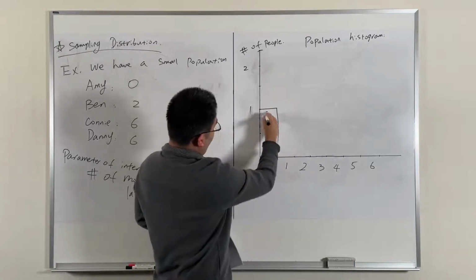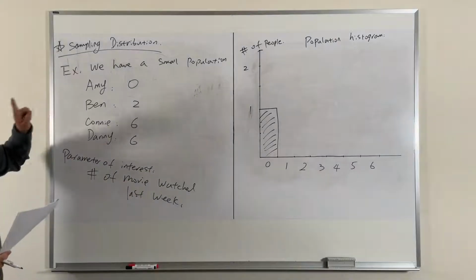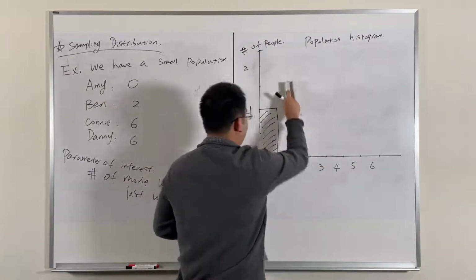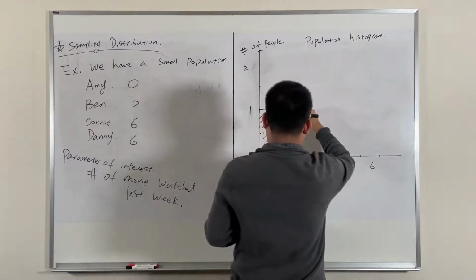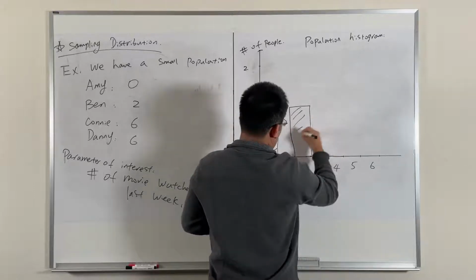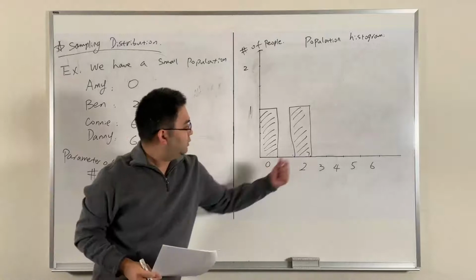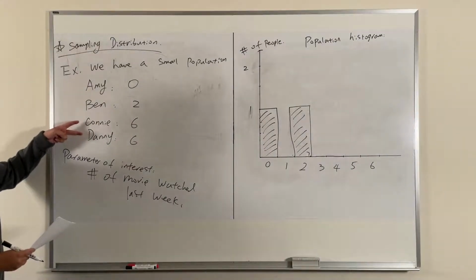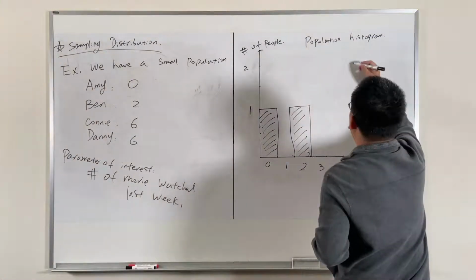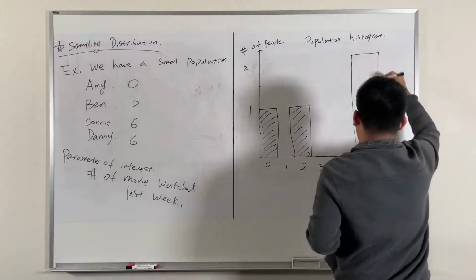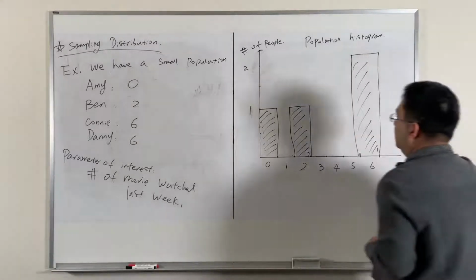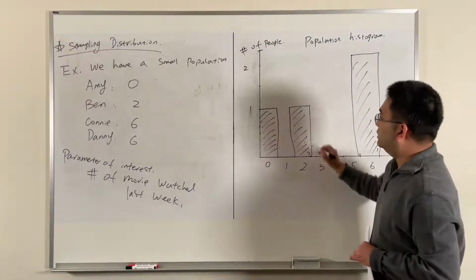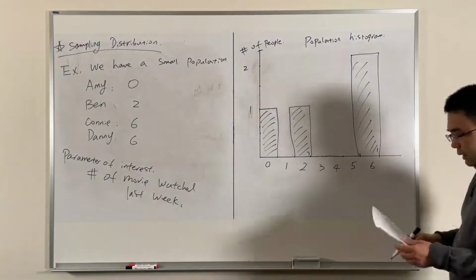0 movies, 1 person, and then 2. Ben watched 2, so Ben is at 2. I'll draw it from the bottom. Not very accurate, but it's at 2, right? 2 movies, 1 person. And then 2 people, Connie and Danny, both watched 6 movies. So we have 6. So this is our population histogram: 1 person watched 0 movies, 1 person watched 2 movies, and 2 people watched 6 movies.